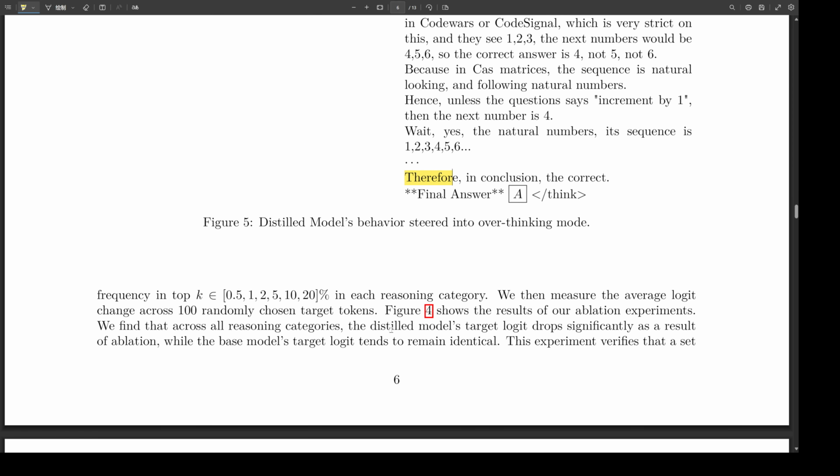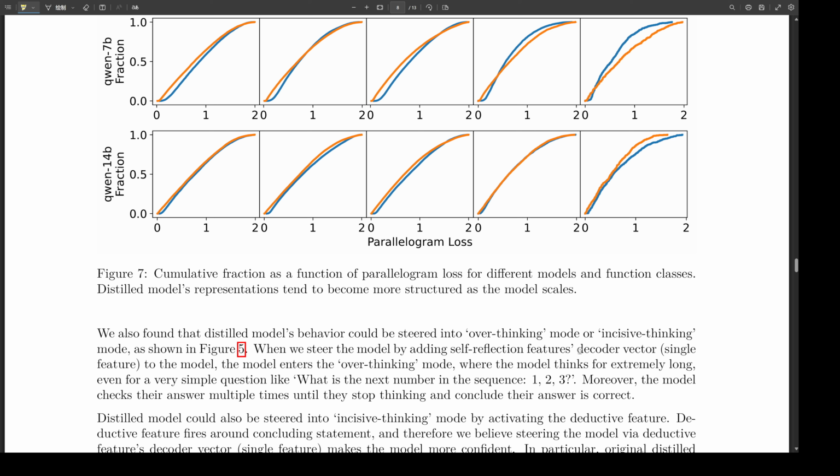Exactly. Okay, well, before we get too far into the ethics of all of this, let's go back to the research itself. So we talked about these unique features and how they can be steered. But what about the overall structure of the AI's, I guess, brain? Did the researchers find any changes in how the AI organizes knowledge as a result of this distillation process? That's a fantastic question, and it takes us to the concept of feature geometry, which is essentially about understanding how the AI organizes and represents knowledge internally.